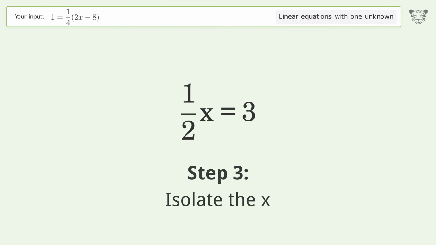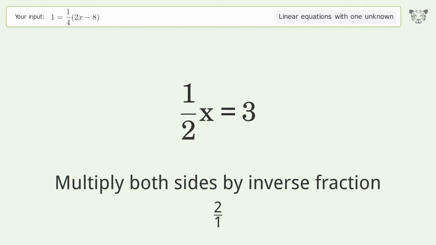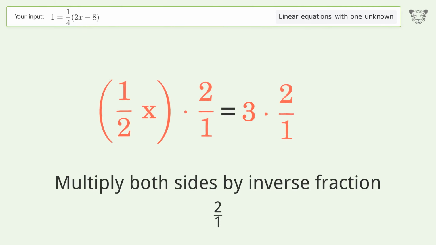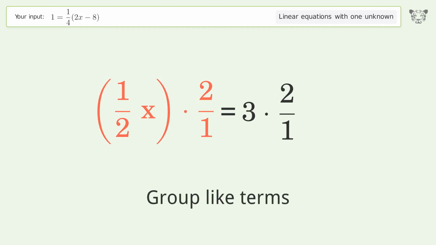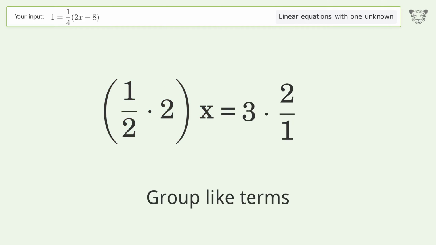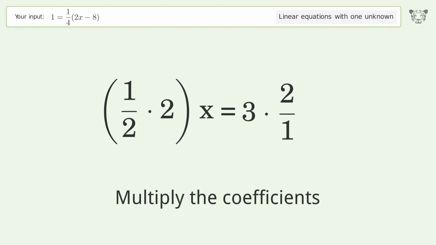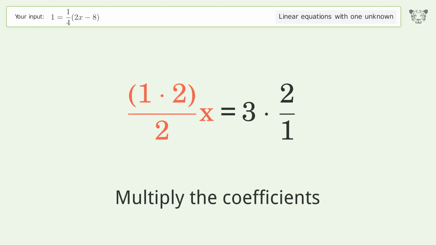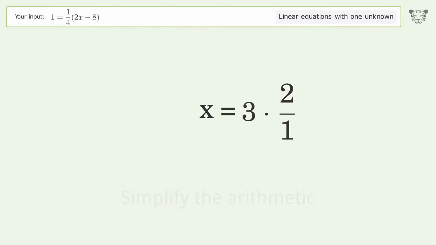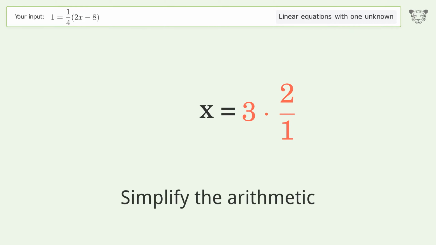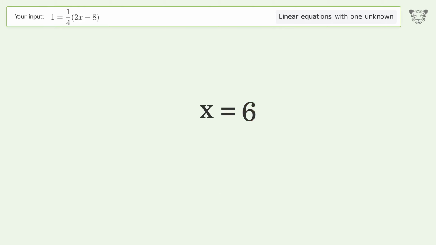Isolate the x. Multiply both sides by inverse fraction 2 over 1. Group like terms. Multiply the coefficients. Simplify the fraction. Simplify the arithmetic. And so the final result is x equals 6.